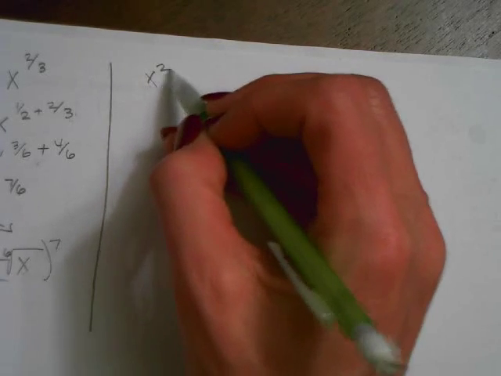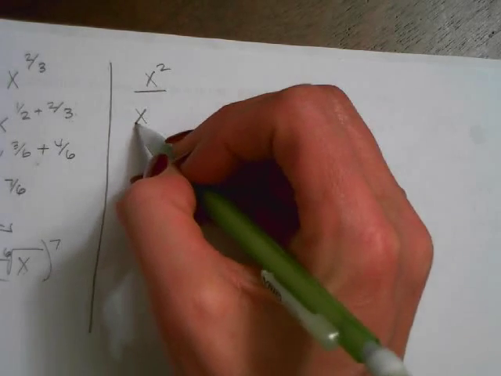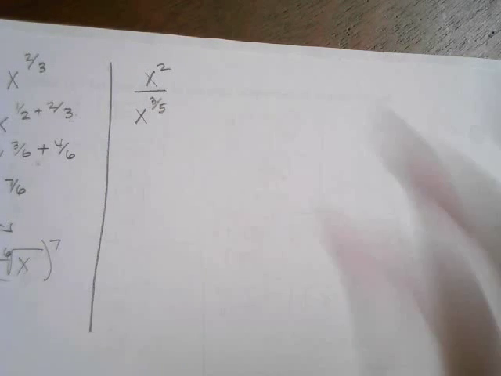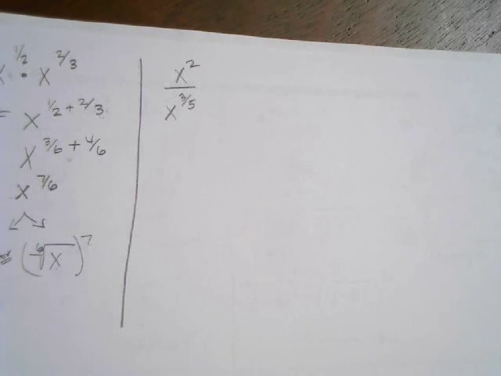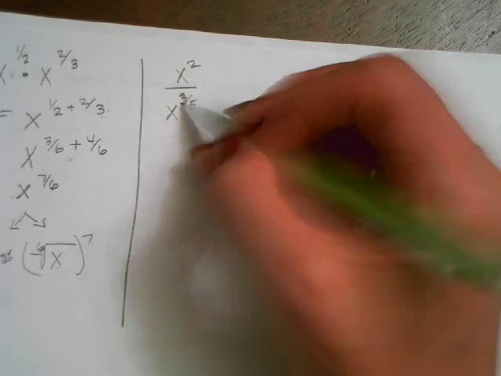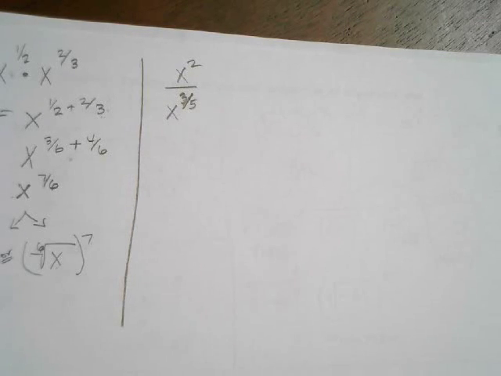Alright, let's go ahead and write x squared and have it divided by x to the 3/5. And again, you're probably thinking, oh great, I hate fractions as it is and now I'm dividing them. It's all good. We get there, okay? All we've got to do is follow the rules of exponents. So again, stick with what you guys know. Don't see it and freak out or anything.